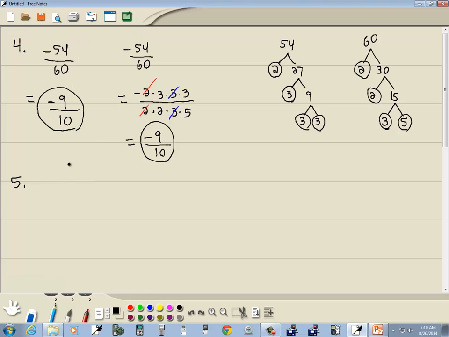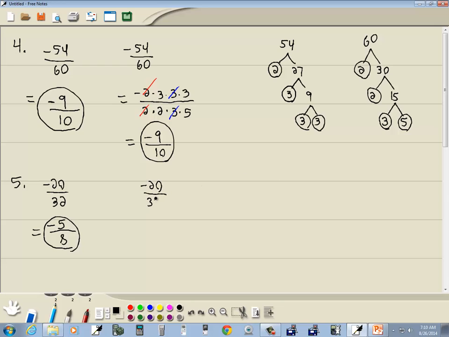Let's take a look at this one. Negative 20 over 32. Okay, so if you're pretty good at numbers, you look at it and you see the largest number divides on top and bottom. That negative carries along. And I believe 4 is the largest number. 20 divided by 4 is 5. 32 divided by 4 is 8. So our answer would be negative 5/8. Okay.